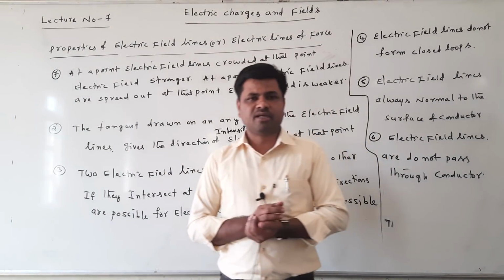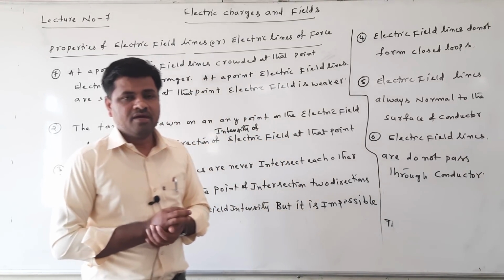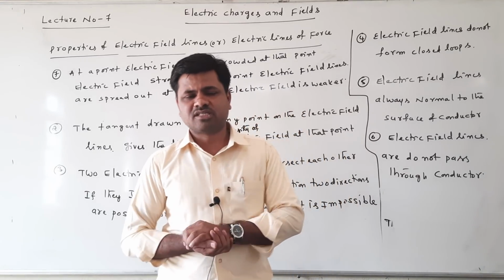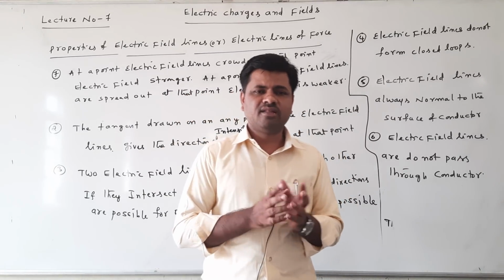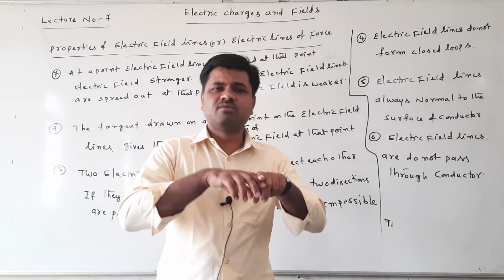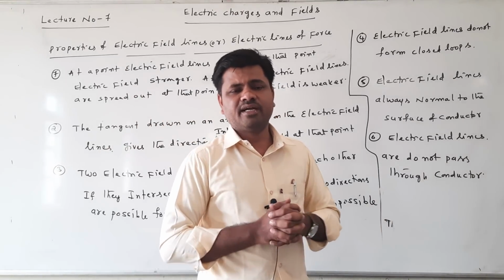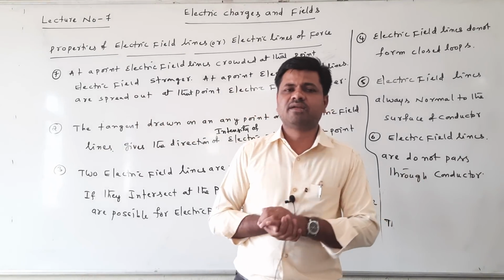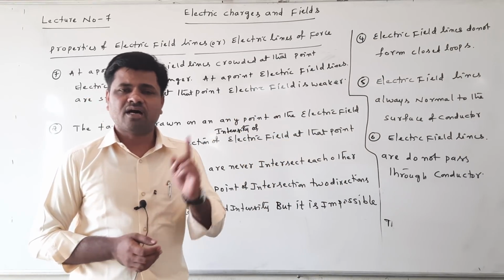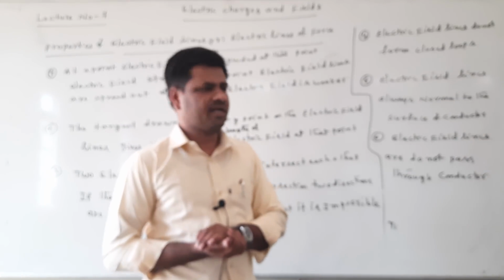Next, fifth property: electric field lines are always normal to the surface of the conductor. Why? In a conductor the charge is not distributed inside; charge is distributed only on the surface of the conductor. Inside the conductor there is no charge. That's the reason electric field lines, when drawn to the surface of the conductor, are always normal, or perpendicular, to the surface of the conductor.